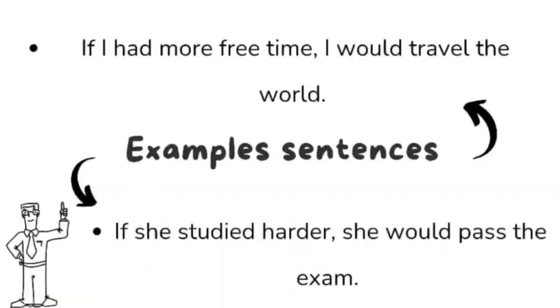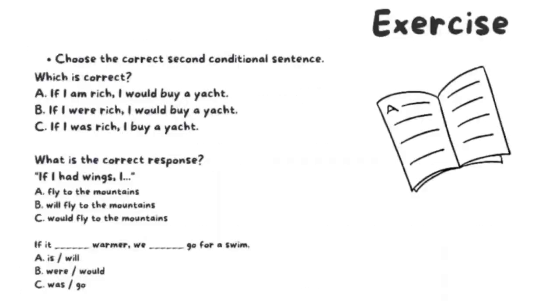Here are some examples. The first one is, if I had more free time, I would travel the world. The second one is, if she studied harder, she would pass the exam. You can notice how we imagine a different reality, something that's not happening but could happen if the situation were different. Now, we will move to the exercise part.